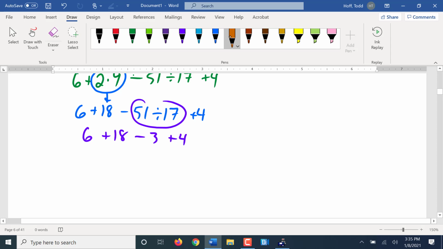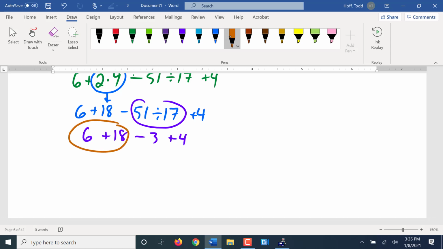What's next? Left to right, because it's all addition and subtraction. So 6 plus 18, 24. And then 24 minus 3, 21. And 21 plus 4 is 25.